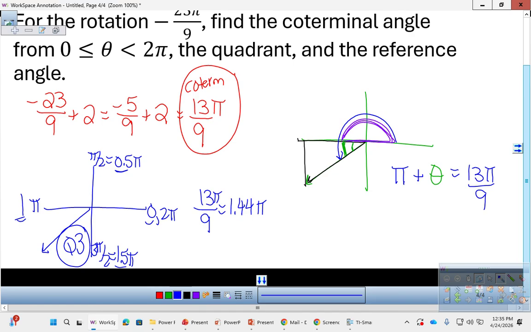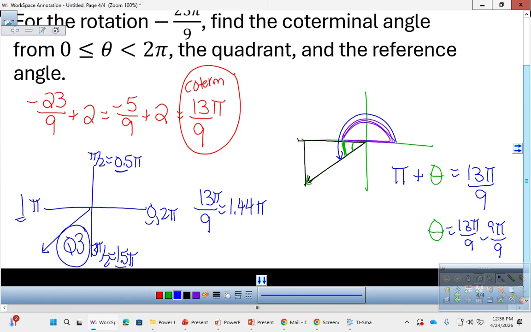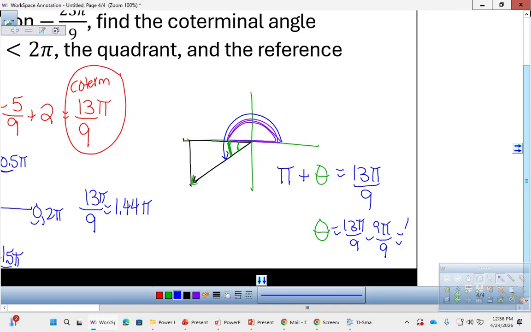And I'm doing this visually. You could also just use the quadrant 3 rule. So my theta is going to happen when I subtract that pi from each side. So it's 13 pi over 9 minus pi. Now you can do this in your calculator by doing 13/9 minus 1, or I can just make this have common denominators by giving the tops and bottoms 9s. And I get 4 pi over 9. So my reference angle is 4 pi over 9.